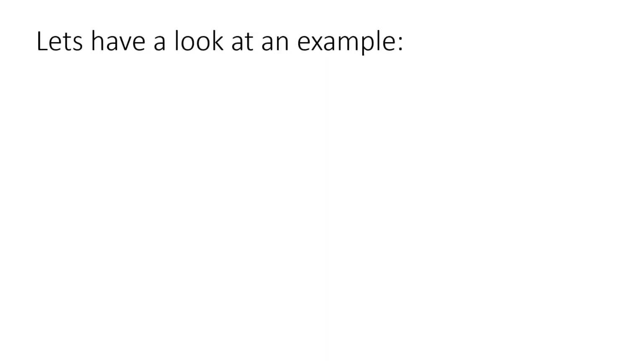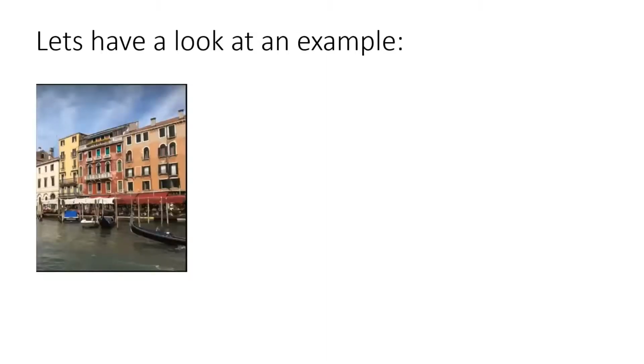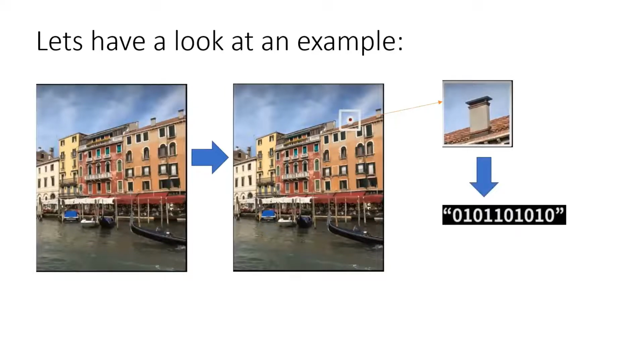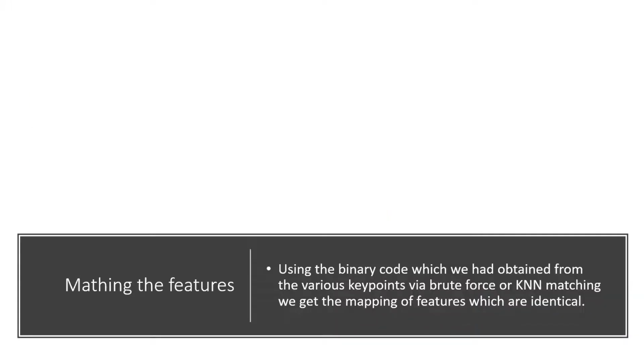So let's have a look at an example. Here we have a sample image, and we try to extract a key point in this image, which is a chimney. In this chimney, as we talked about earlier, we take a different set of n pixel pairs and find its binary output and store it as a binary code, which we get in the form of zeros and ones, as I mentioned earlier. These binary codes will be useful for matching the features.